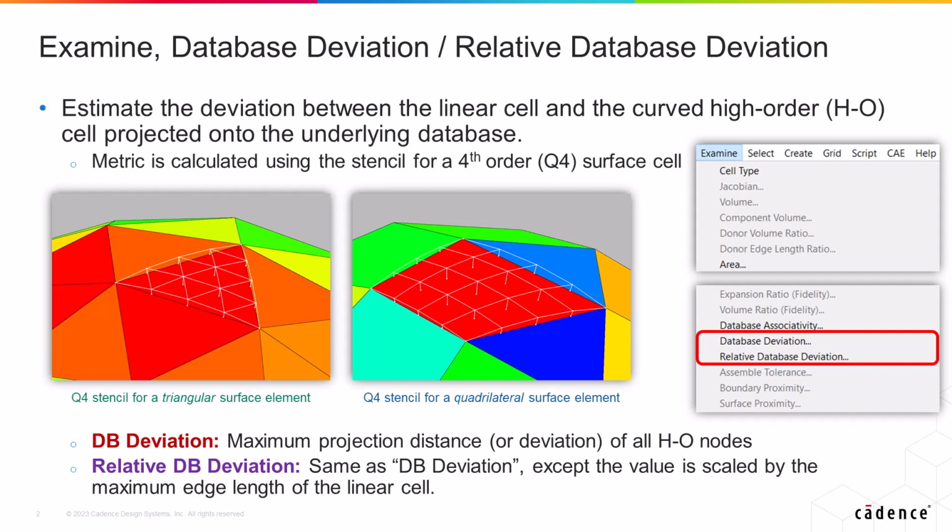As you can see here in these images for the triangular and quadrilateral surface elements, both metrics are computed using the stencil for a fourth order or quartic surface element, which provides a reasonable estimate of the deviation observed during high-order grid elevation. The database deviation is calculated by sampling the cell using the fourth-order stencil and then projecting the high-order degrees of freedom onto the underlying database. Finally, the maximum projection distance or deviation for all the high-order nodes will be reported as the database deviation. Similarly, the relative database deviation is calculated in the same way, except at the end, the value is scaled by the maximum edge length of the linear cell.